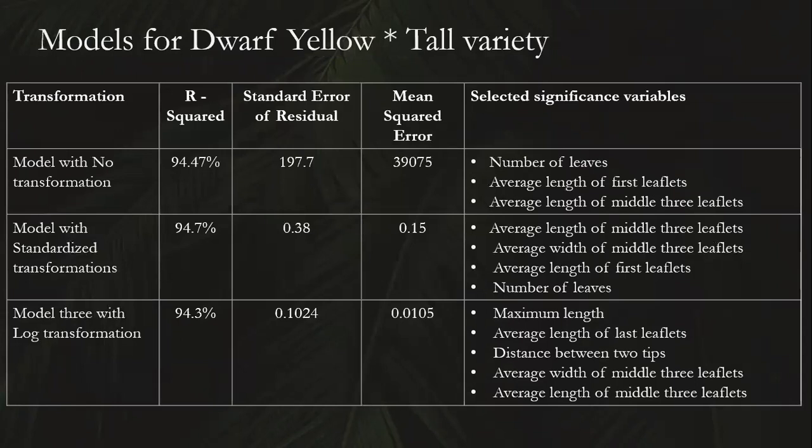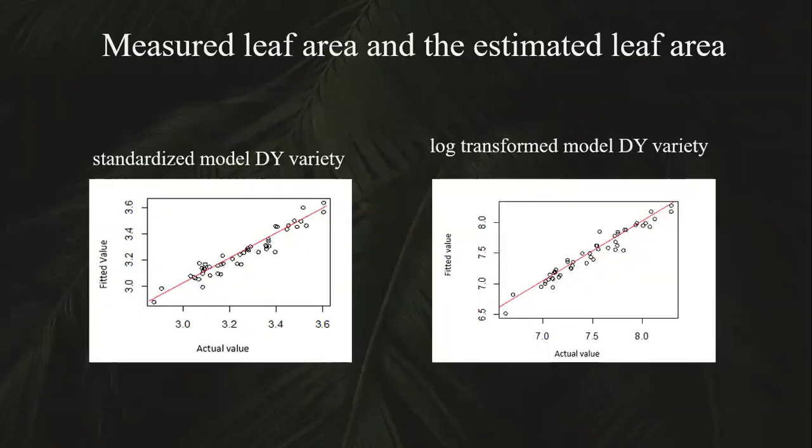In the model for the dwarf yellow tall variety, according to the analysis details, minimum residual standard error and mean squared error were obtained from the model with log transformed data. The R-squared value is also highest in the log transform model. The plot of the model with log transformed data performed better than the other models.